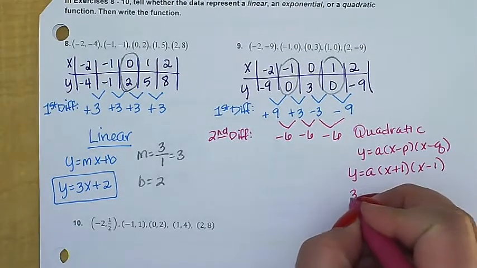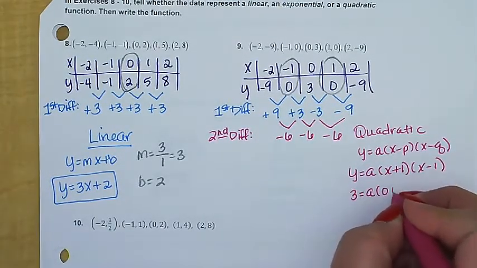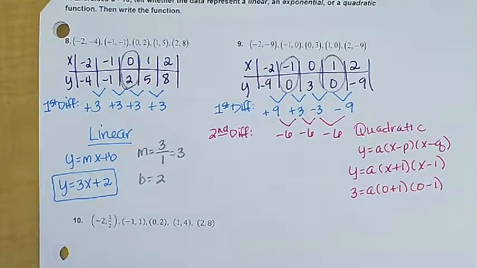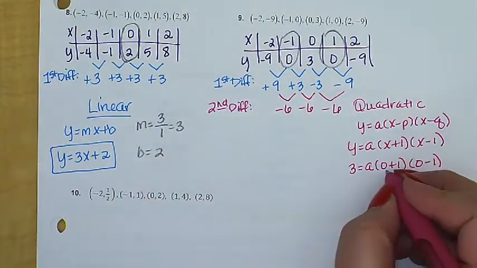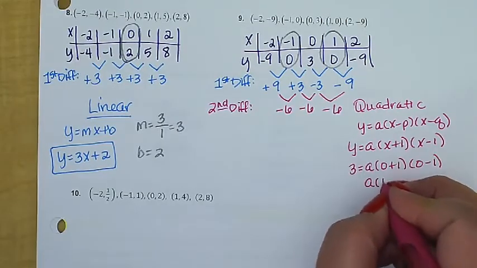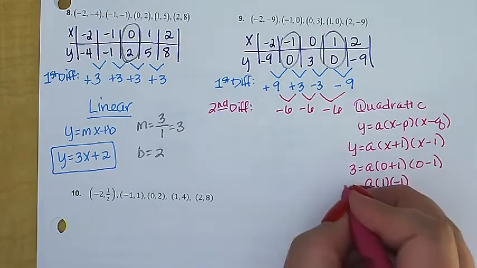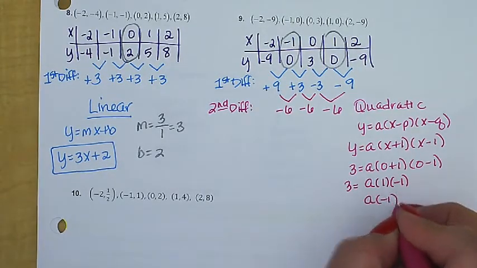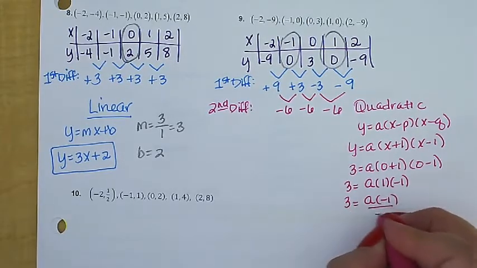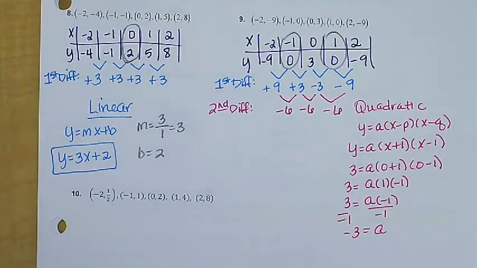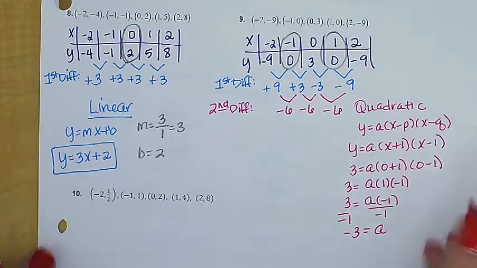So I know that y is 3 when x is 0. I'm going to put that in there. I think the math will be pretty easy for this one. 0 plus 1 is 1, and 0 minus 1 is -1, so I get 1 here and -1. And 1 times -1 is just -1. So I end up with just a times -1 is equal to 3. If I just divide by that, I find out that a has to be -3. Now I can write my function in intercept form.